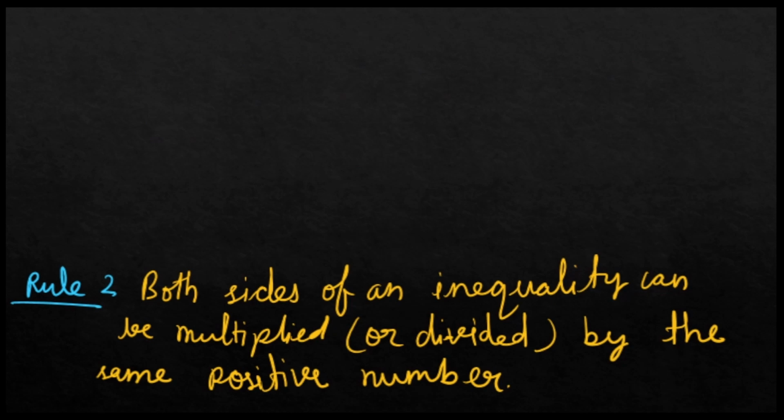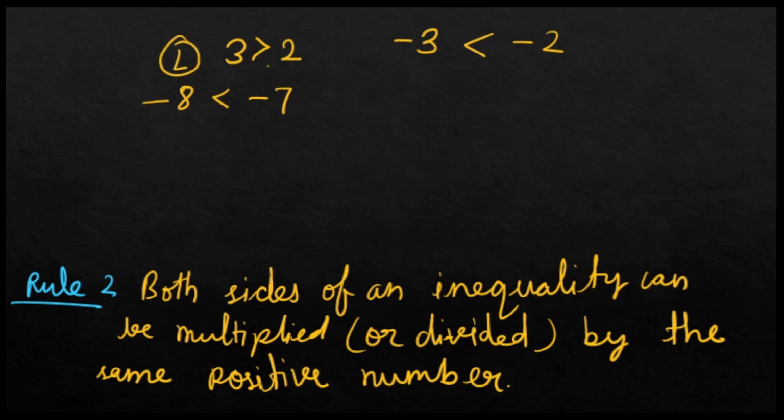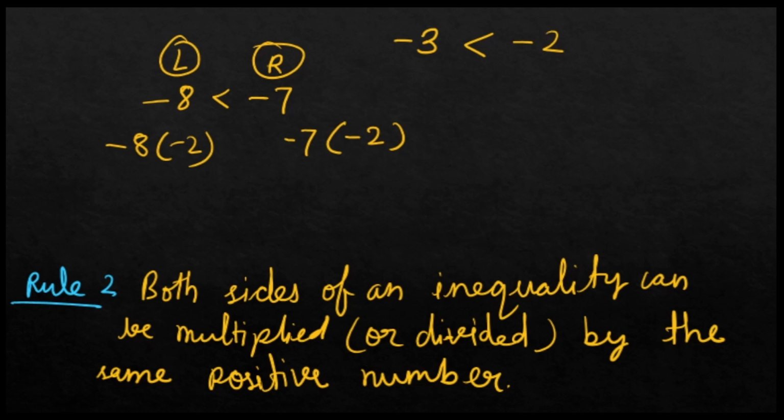For example, if I compare -3 to -2, will it be bigger than 2? No, it will be like this. Same case here, -8 is smaller than -7. But on the left side and the right side, we multiply these negative numbers by -1, the same number, and then we get 16 and this is 14.